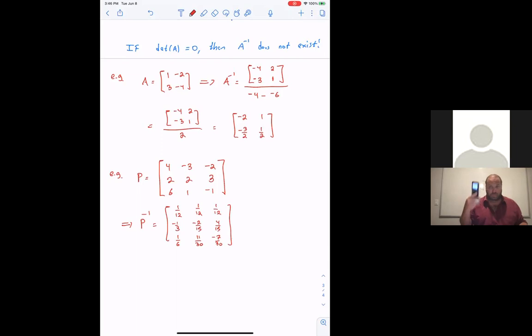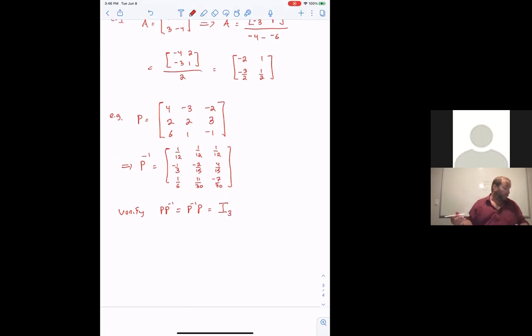Are we sure it's P inverse? Well, we can always trust the calculator, or we can follow the directions, which say verify that if you multiply P times P inverse in either order, by the way, it has to be both P times P inverse or P inverse times P, that we do in fact get the identity. This particular example is the 3 by 3 identity. So we're not going to do all the calculations, but you certainly can.